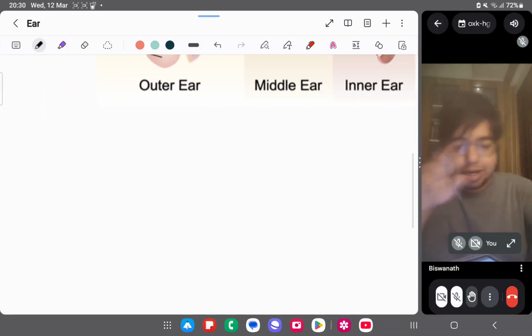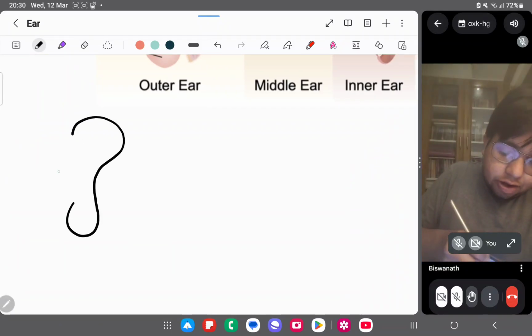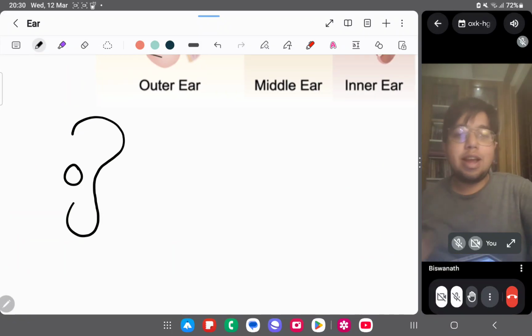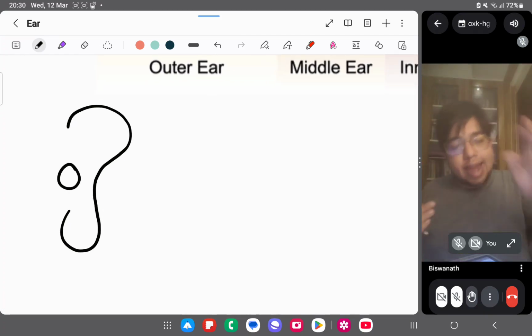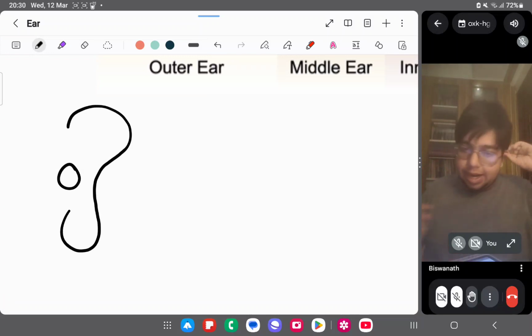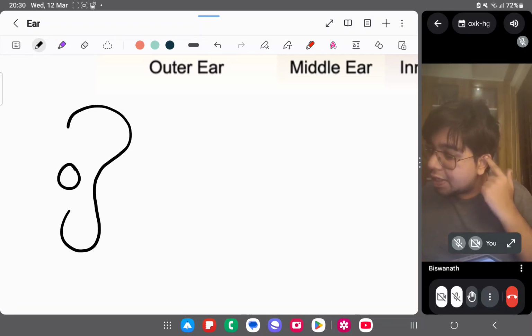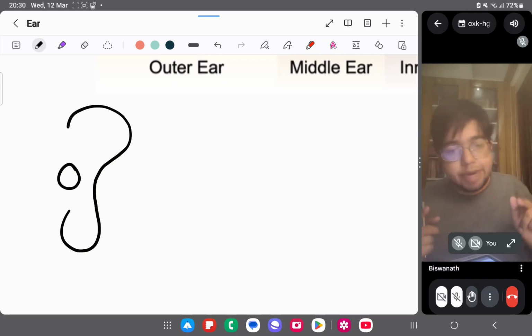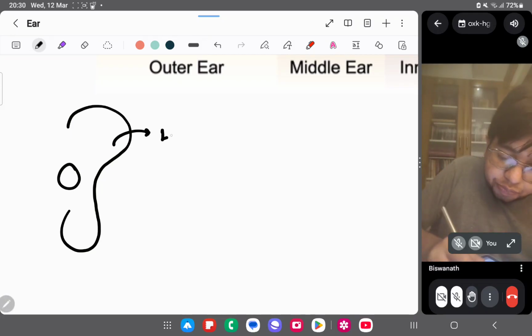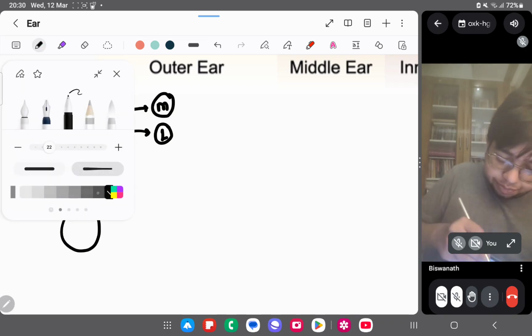So if I try to draw an external ear like this, and this is the auditory canal. This is a very simplified diagram of the external ear, and the external ear has a lateral surface and a medial surface, right? A lateral surface is there, and here a medial surface. This back side is the medial surface. So the lateral surface is there, and I am drawing it dotted.